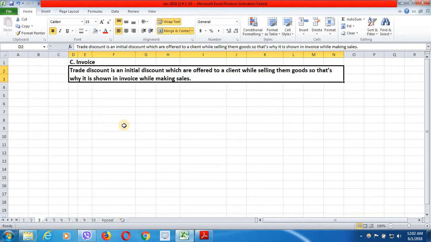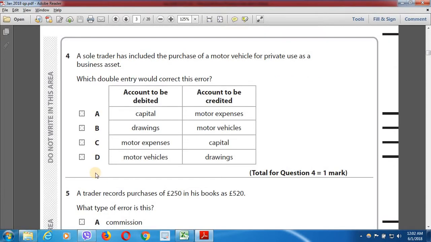Trade discount is an initial discount which is offered to a client while selling them goods. So that's why it is shown in the invoice while making sales. Okay, next. Then comes number 4.